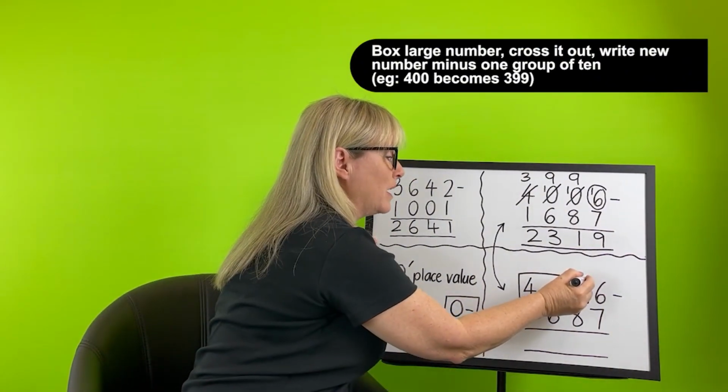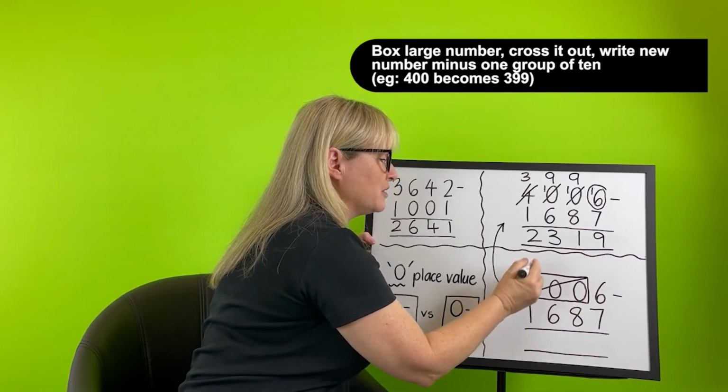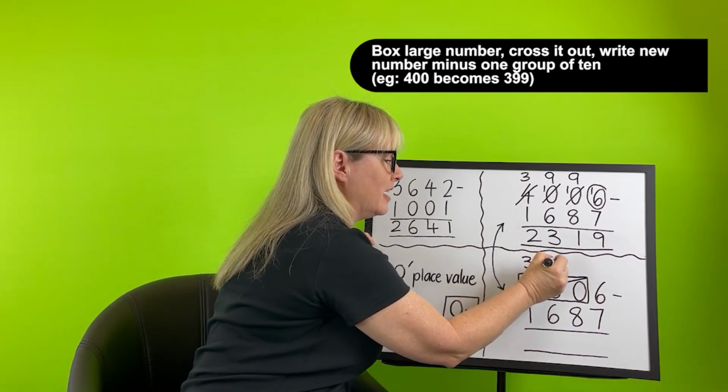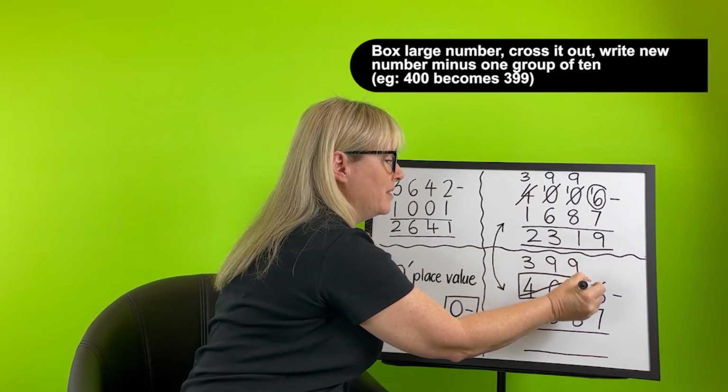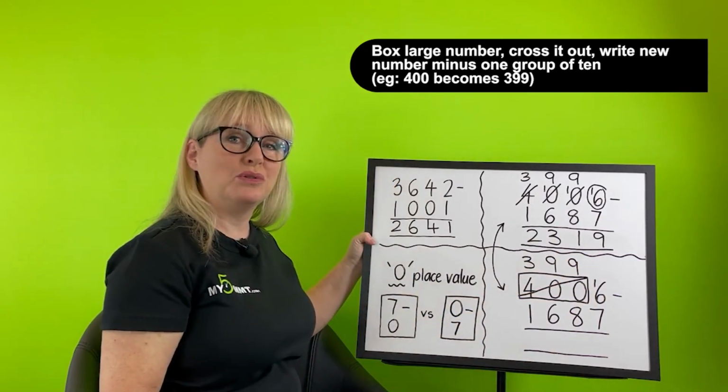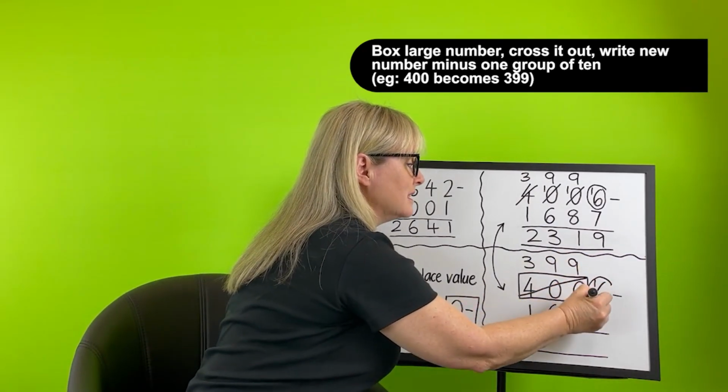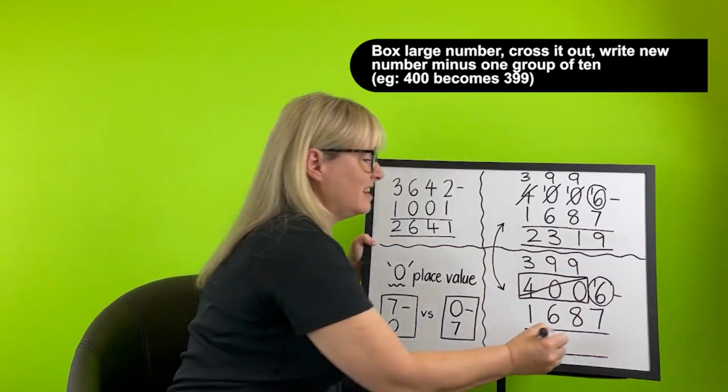I'm going to take one away. It won't be 400, it will be 399 tens left over. And there's the 10 I took. Now I'm ready for 16 take away 7 is 9.